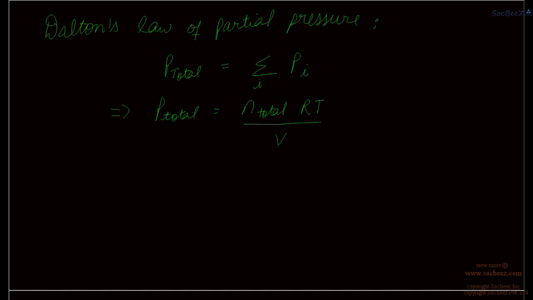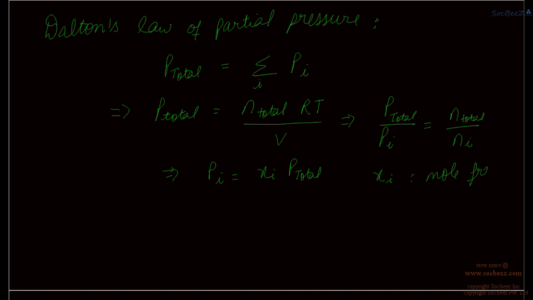Since R is constant, T is constant, and V is constant, we can say that P total upon Pi, that is the pressure exerted by the ith gas, equals N total upon Ni. So from here we get that Pi equals Xi into P total, where Xi is the mole fraction.